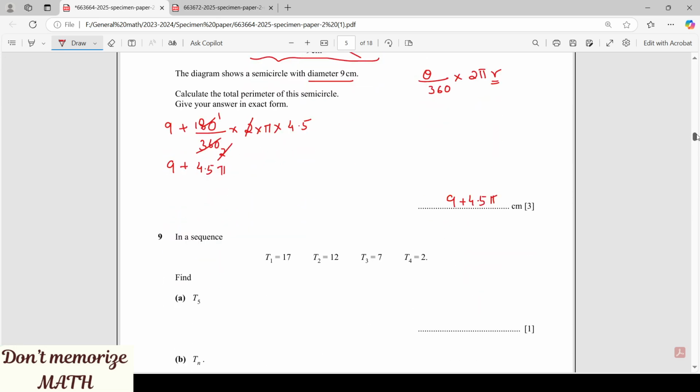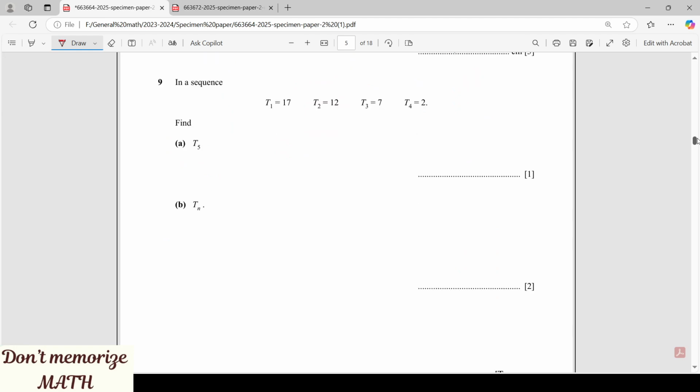So the next question is question number 9. In the sequence, T1 means term 1 is 17, term 2 is 12, term 3 is 7, term 4 is 2. Find term 5. This is only 1 mark, so you can just calculate which number we are adding or subtracting, and find the next term.